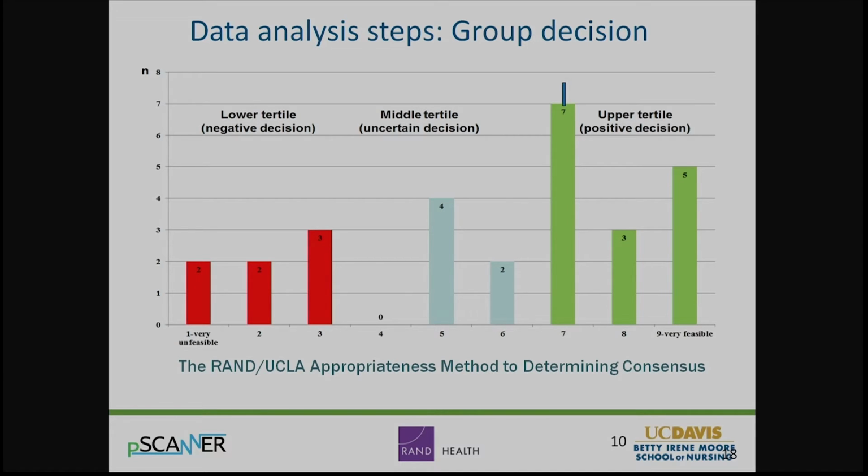If there is no disagreement, we would then look at the value of the median. If the median falls in the upper tertile, according to the RAND/UCLA appropriateness method, that's a positive decision, meaning that participants agreed that in this particular case something is feasible. If the median was in the lower tertile, it would be a group decision that something was not feasible. If it's in the middle tertile, that's an uncertain decision without disagreement.